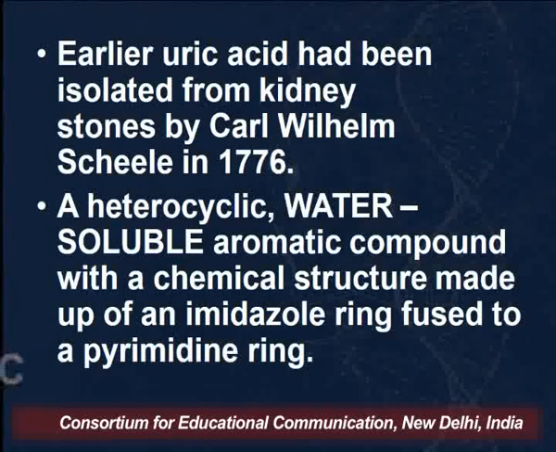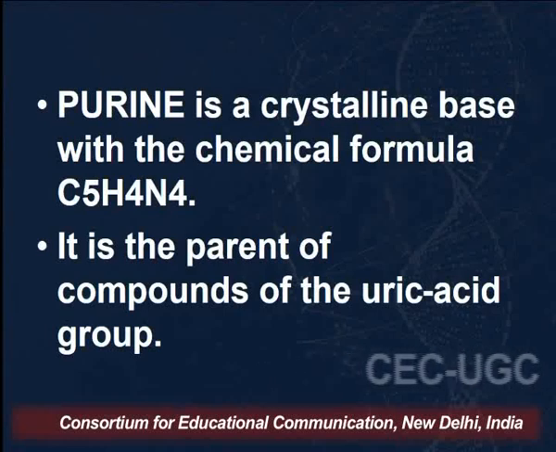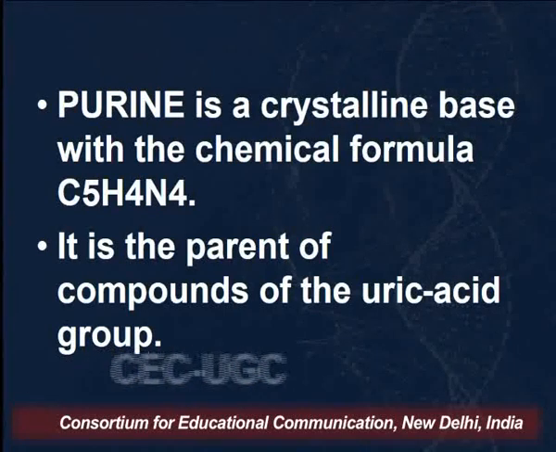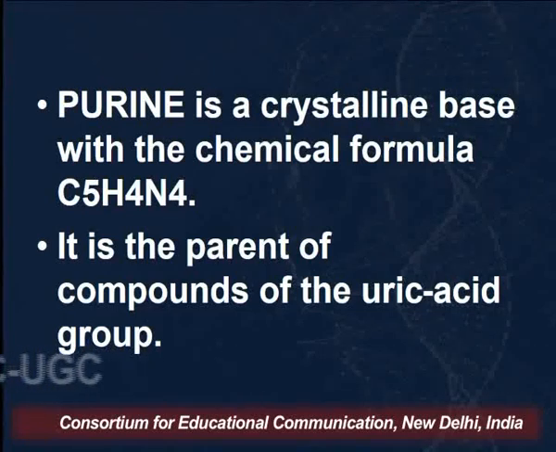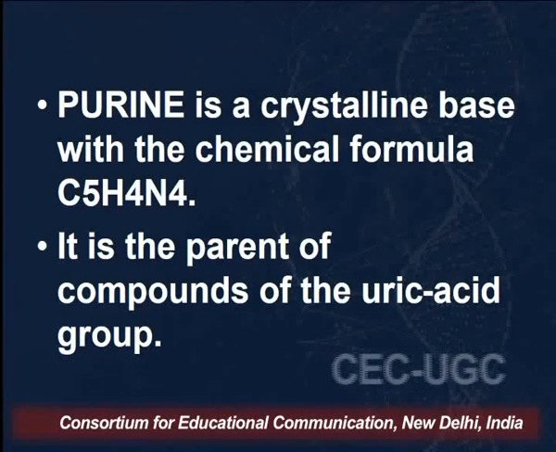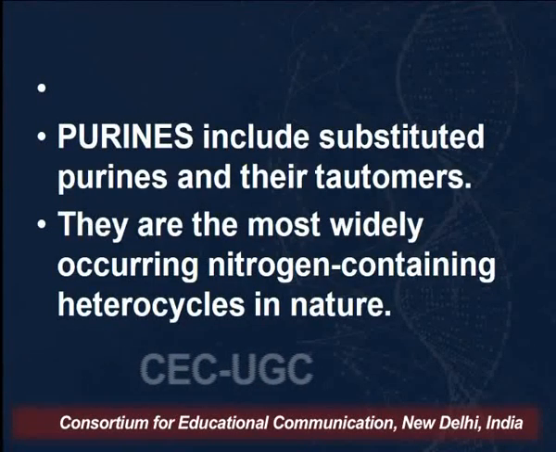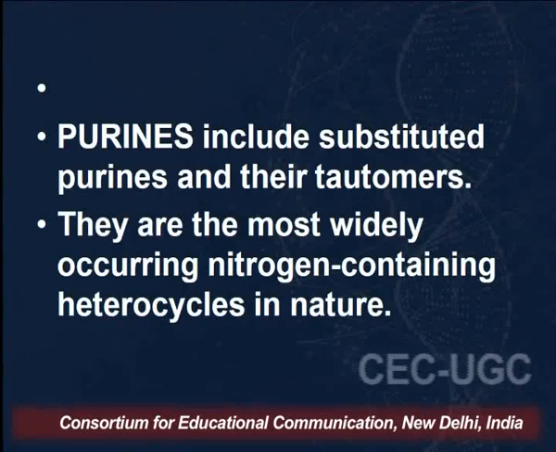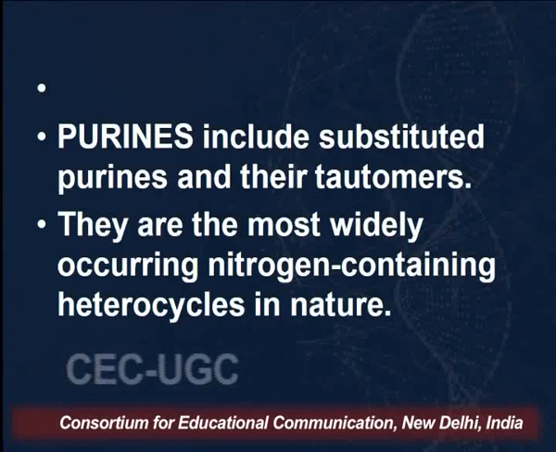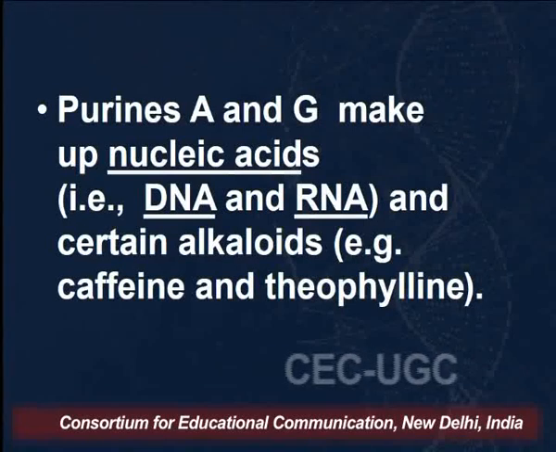And we know that purines are heterocyclic water-soluble aromatic compounds with a chemical structure made up of imidazole ring fused to a pyrimidine ring. Purine is a crystalline base with the chemical formula C5H4N4. It is the parent of a compound of uric acid groups. Purines include substituted purines and their tautomers, and they are the most widely occurring nitrogen containing heterocycles in nature.